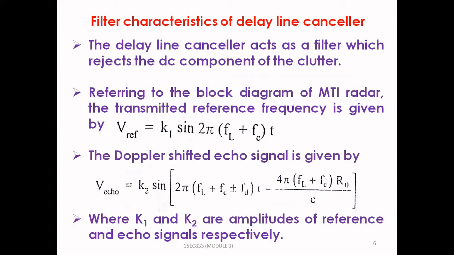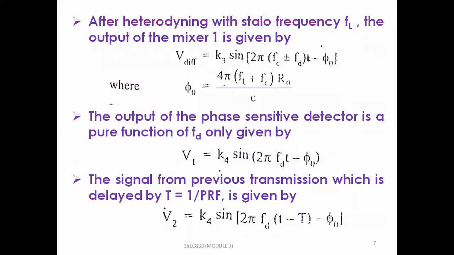The Doppler shifted echo signal is given by V echo equal to K2 sin [2 pi (FL plus FC plus or minus FD) T minus 4 pi (FL plus FC) R0 divided by C], where K1 and K2 are amplitudes of reference and echo signals respectively.